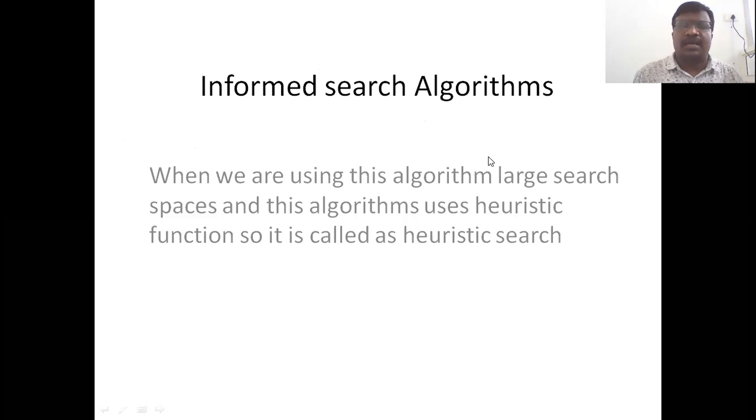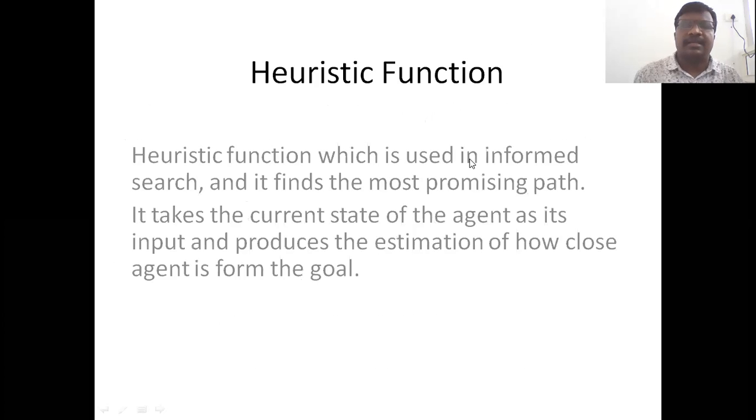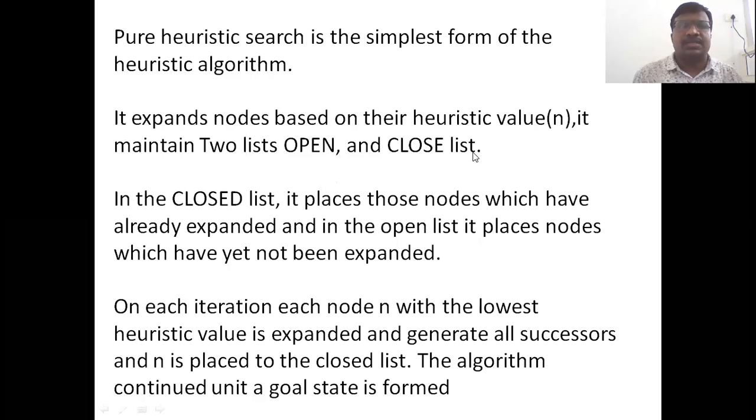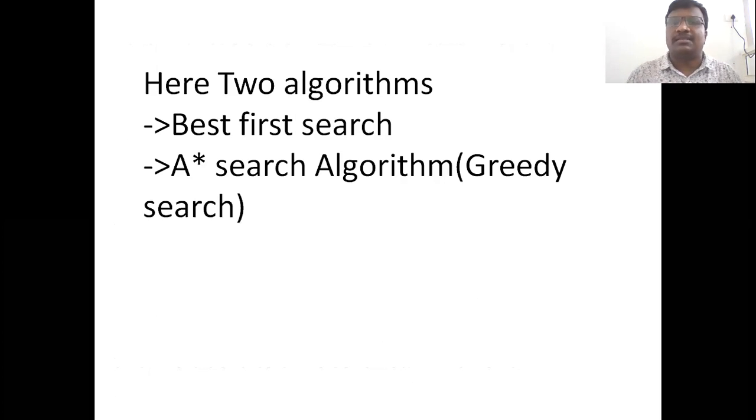That is an informed search algorithm using the heuristic function. In the simplest form, the algorithm maintains an open list and a closed list. The closed list places the nodes which have already been expanded, and the open list places the nodes which have not been expanded. In each iteration, the node with the lowest heuristic value is expanded, all its successors are generated, and it is placed in the closed list. The algorithm continues until the goal is found. This is the best first search.